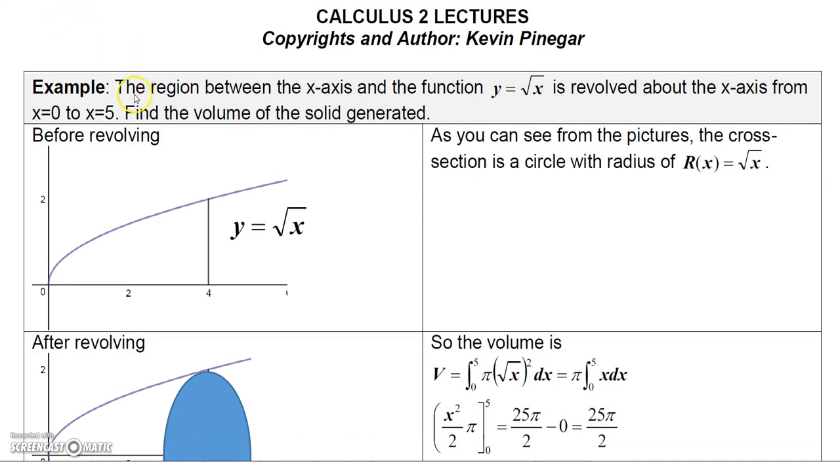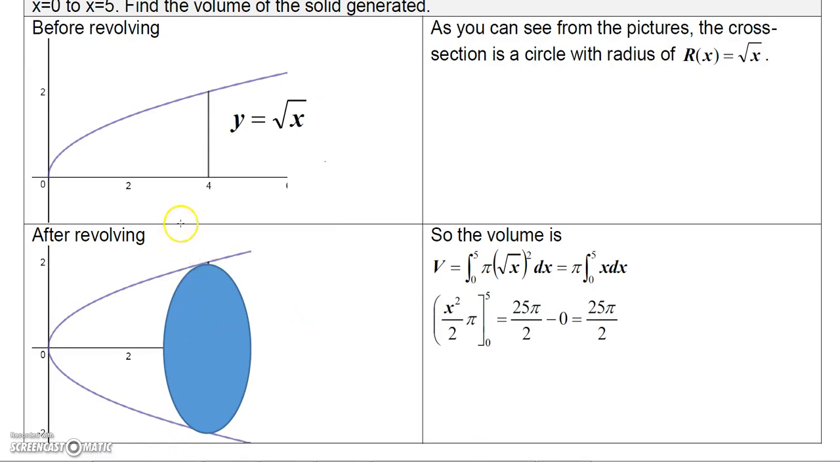So it says here we want to take the region between the x-axis and the function y equals square root of x. So here's the x-axis, and here's the function y equals square root of x, and we're going to revolve this around the x-axis. When we revolve it, if we looked at it from the end view, we would actually see a circle.